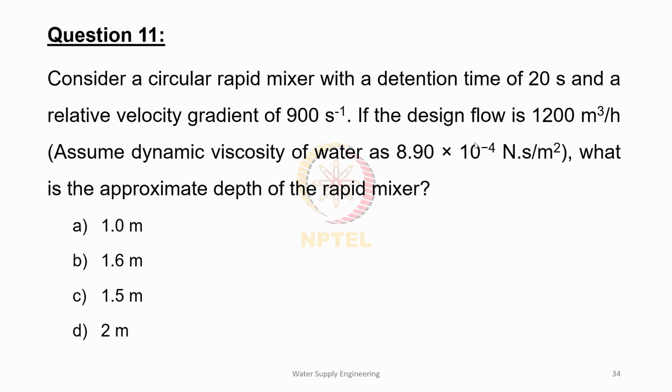Consider a circular rapid mixer with a detention time of 20 seconds and relative velocity gradient 900 per second, as we saw earlier in a question. So the design flow is also the same, that is 1200 meter cube per hour, and dynamic viscosity of water can be assumed as 8.9 into 10 raised to minus 4 Newton second per meter square. So we are asked to determine the approximate depth of rapid mixer.